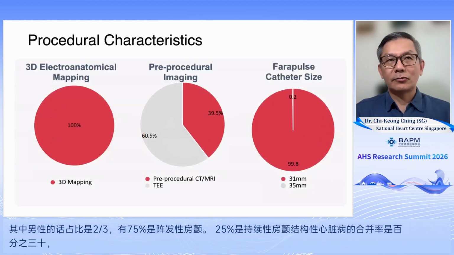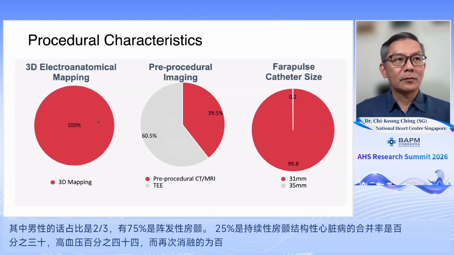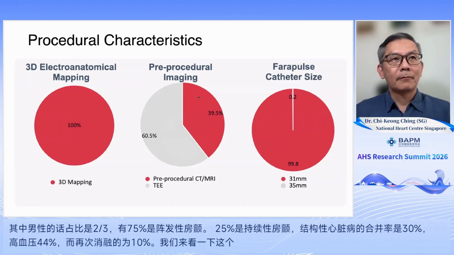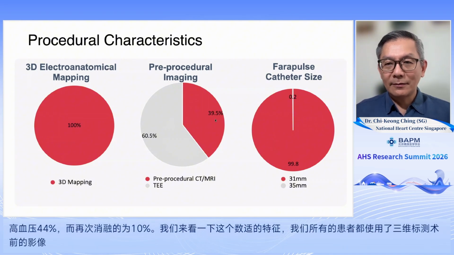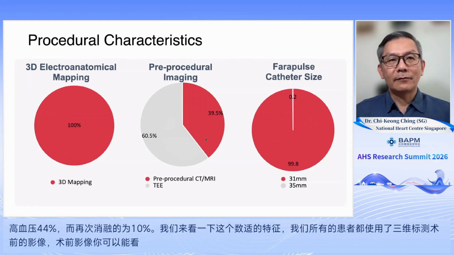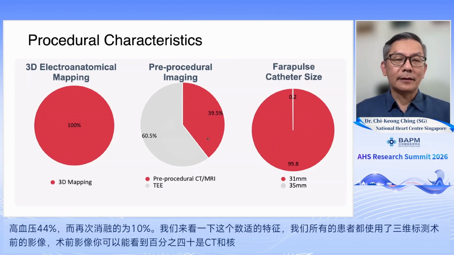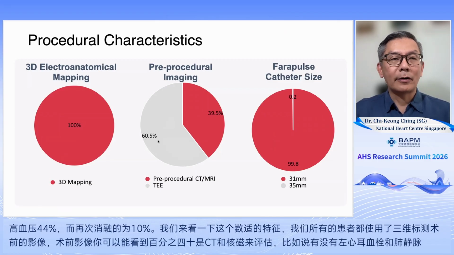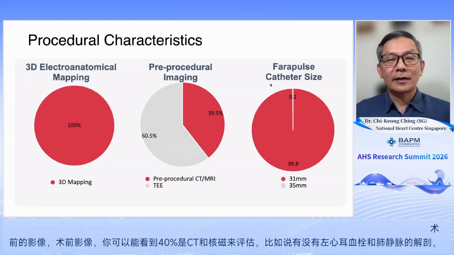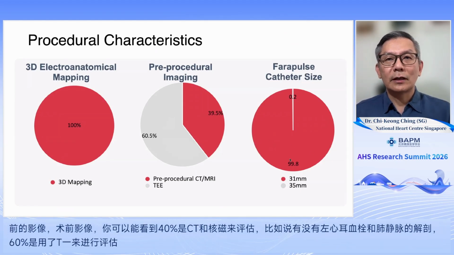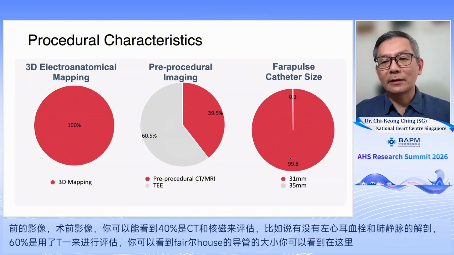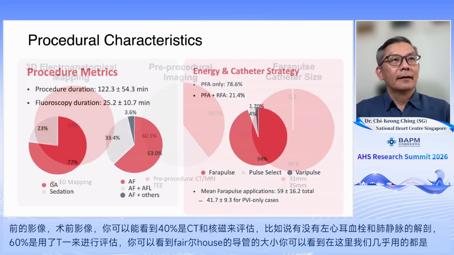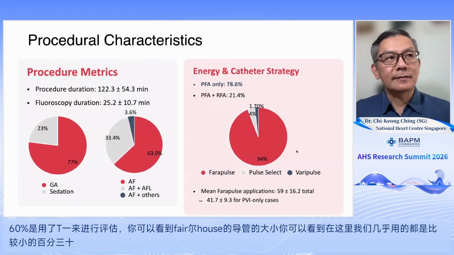A quick look at the procedural characteristics. 3D mapping was used in all patients. Pre-procedural imaging comprised 40% underwent CT or MRI to assess for left atrial appendage clot and the anatomy of the pulmonary veins. About 60% underwent a TEE prior to ablation. If the FARAPulse catheter was used, almost 100% utilized a smaller profile FARAPulse catheter of 31 millimeters.